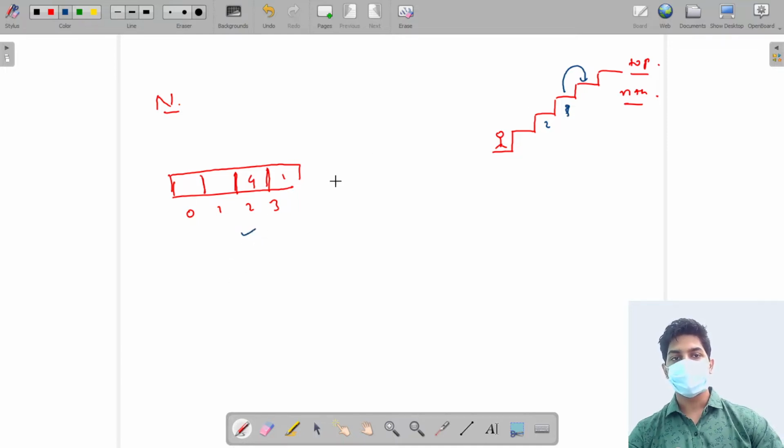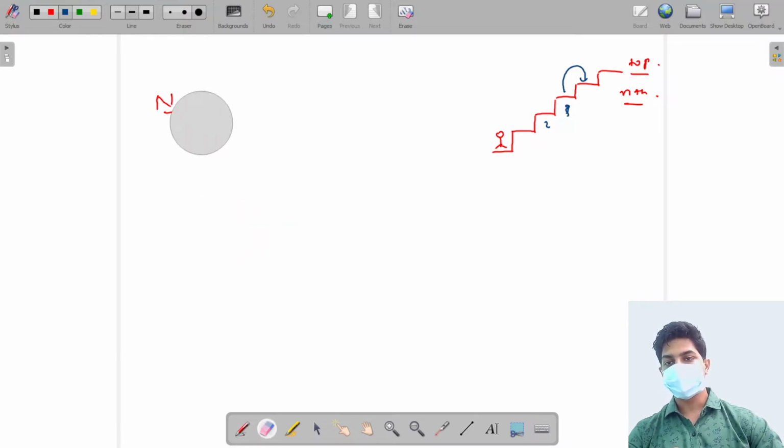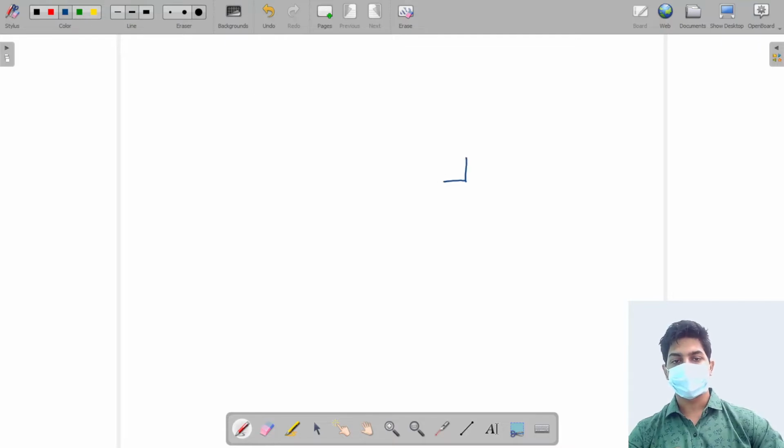Now we have to tell the minimum number of jumps via which we can reach from the 0th stair to the top of the stairs, that is the nth stair. So I think the problem statement is clear to you guys. Now let's see how we can do this.